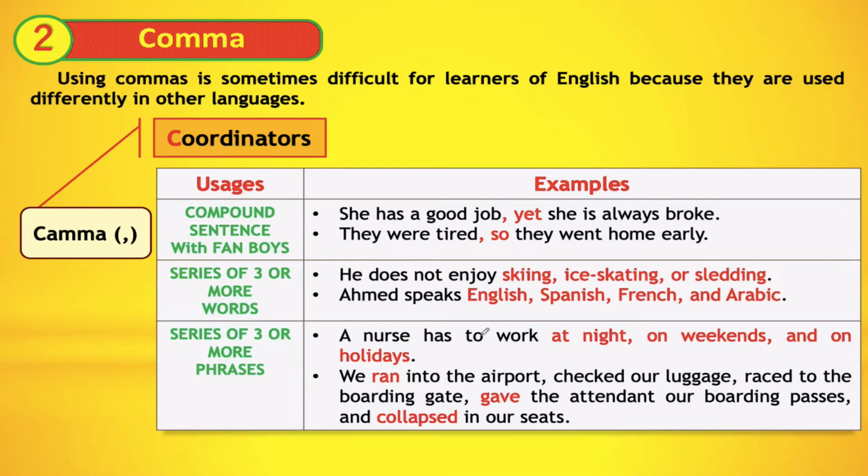The last point of comma is a series of three or more phrases. For example, when we have a compound verb, noun, preposition, and adjective. As the example shows here, we have verbs: we have run, give, and collapse. Whereas in the first one we have at, on, and on.